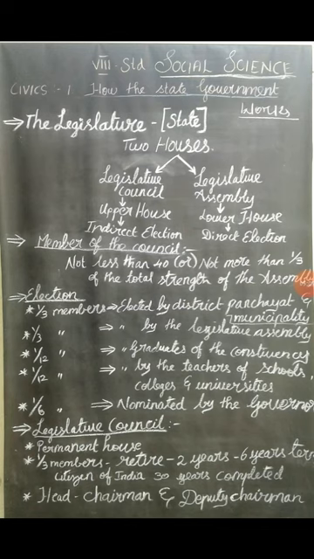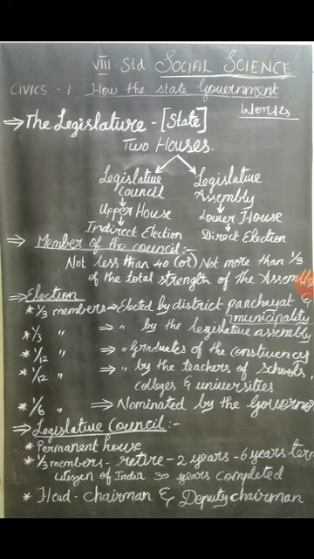So 1/3 elected by district panchayats and municipalities, 1/3 elected by the legislative assembly, 1/12 elected by graduates of the constituency, 1/12 elected by teachers of secondary schools, colleges and universities, and 1/6 nominated by the governor. These are the members of the legislative council.